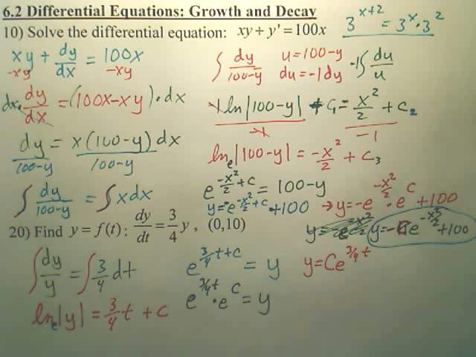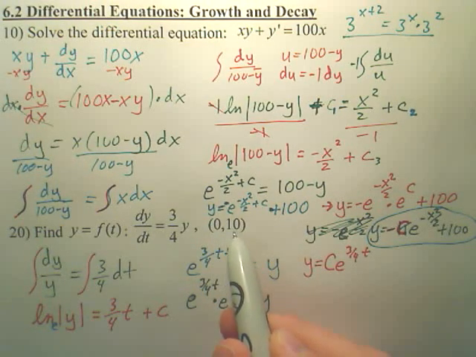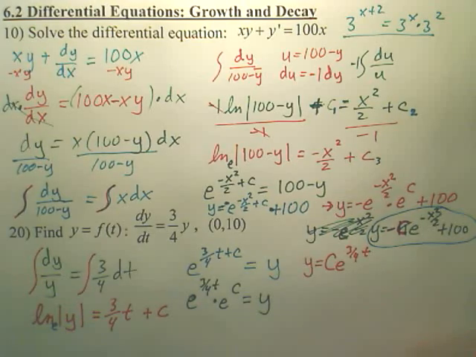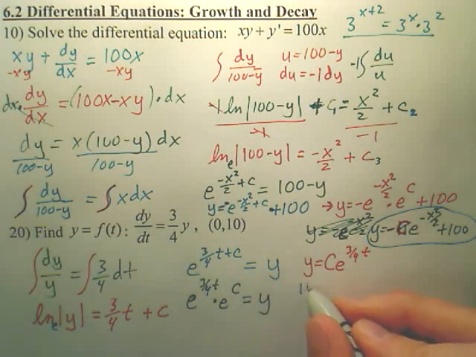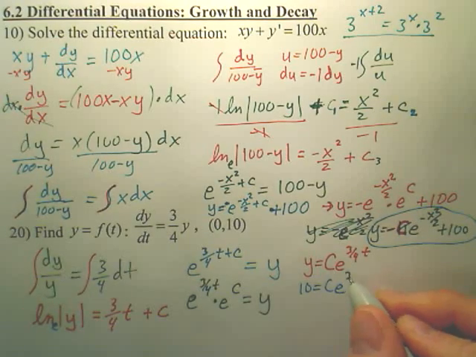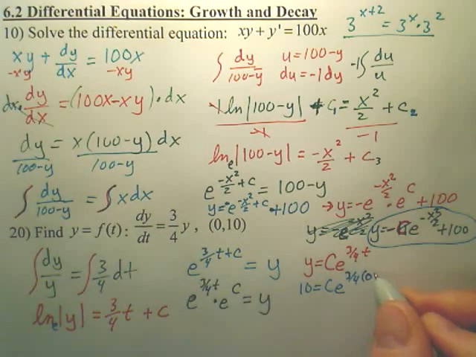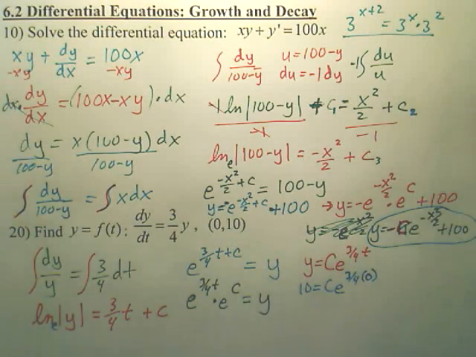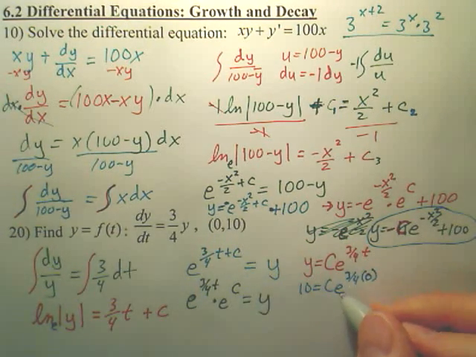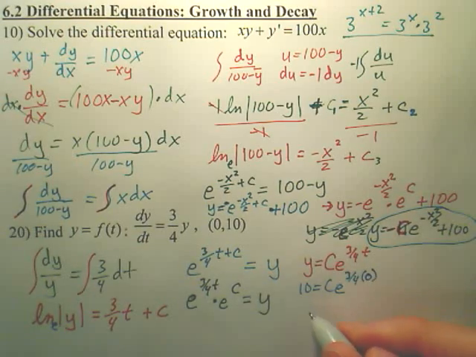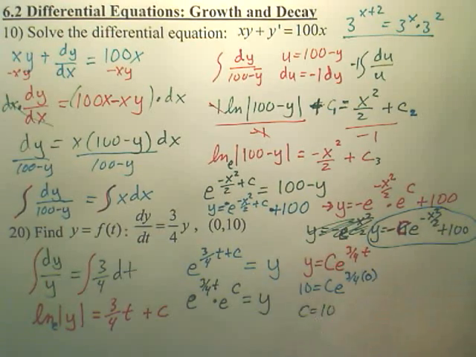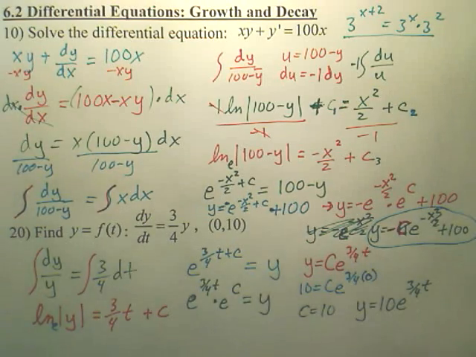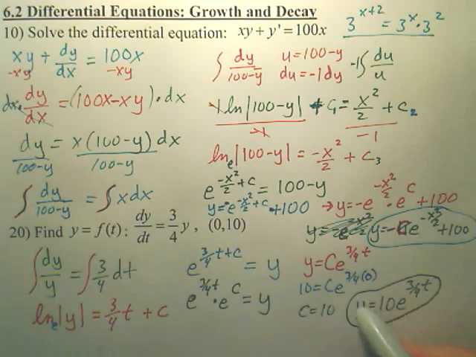It's just different. Now, can I plug in 0 and 10 to find c? Yes. So when I plug it in, I get 10 equals c e to the 3/4, and isn't t 0? So what's e to the 0? Oh, sorry, this would be 0. E to the 0 is 1, right? So isn't c going to simply be 10? So my answer is y equals 10 e to the 3/4 t. That would be my final equation.